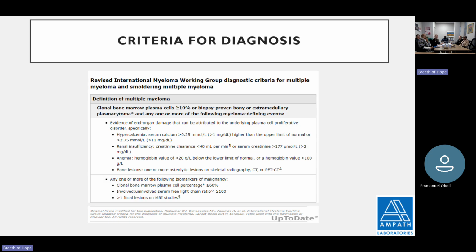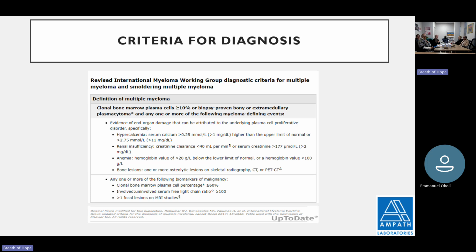This is just a picture out of the WHO. I'm not going to repeat the criteria for multiple myeloma again, as I did mention it. This is the newly updated WHO classification of multiple myeloma. As you can see, they give you the cutoff for hypercalcemia, if it's more than 2.75 millimoles per liter. Very important, look at the creatinine, if it's more than 177 micromoles per liter.